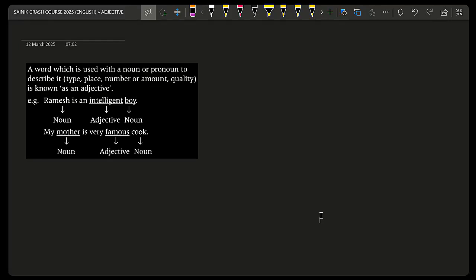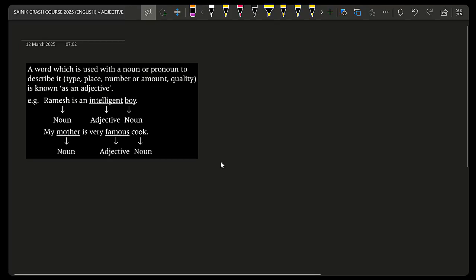And my mother is a very famous cook. So here, mother is noun, cook is noun, and famous is saying about the quality of the mother. So famous is the adjective here. So what is adjective? They are words which are describing about nouns and pronouns like type, place, number, quality, color. All colors are adjectives like this. And next, types of adjectives we are going to discuss. The first type of adjective we are going to discuss is adjectives of quantity. Quantity means size.